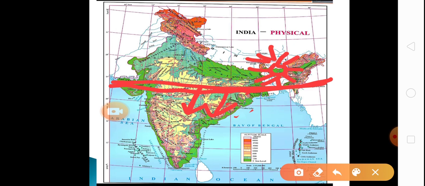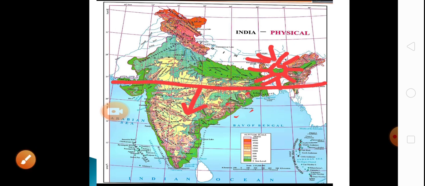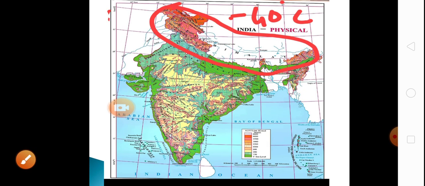While in the northern direction, in the northern part, you must be knowing there is a drop in temperature to minus 40 degrees Celsius, not only in Jammu and Kashmir, but also in the mountainous regions of the Himalayas. Now, these variations in the climatic conditions, or we can say temperatures, in India lead to a variety of climatic conditions in India.